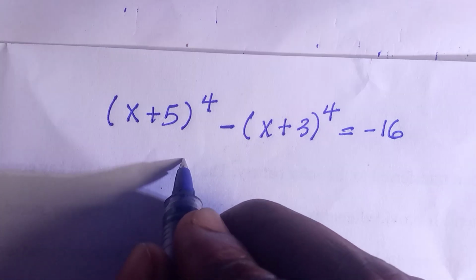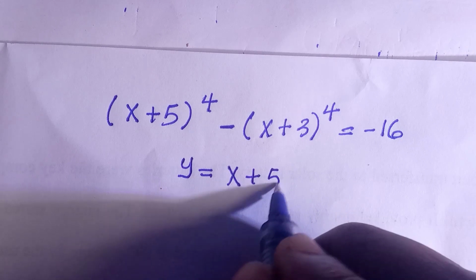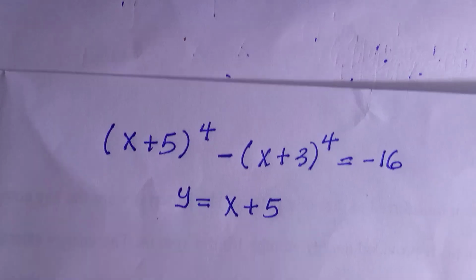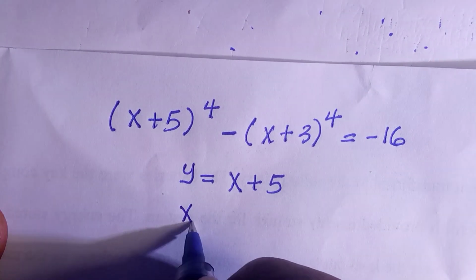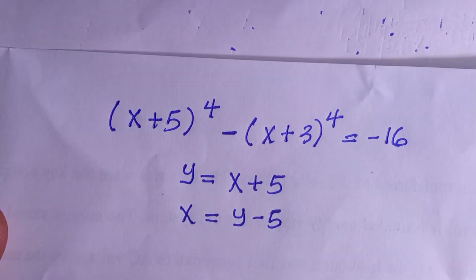We are going to let y equals x plus 5. And if you wish, you can also take x plus 3 as y, anyone. We make x the subject of the formula, whereby we have x equals y minus 5.